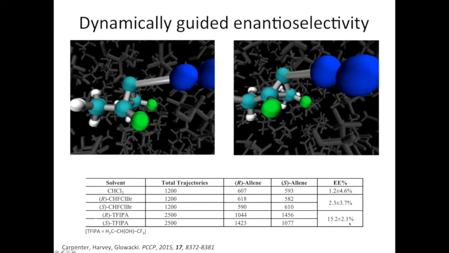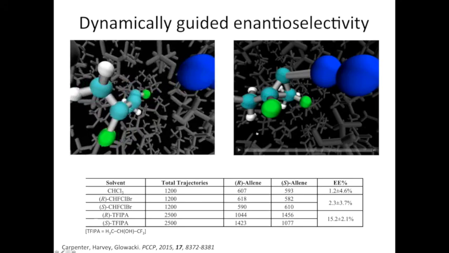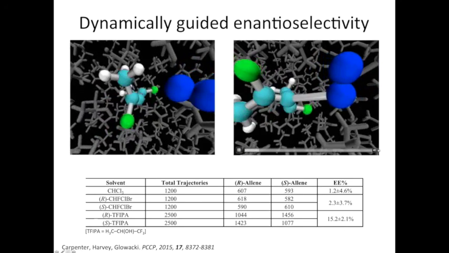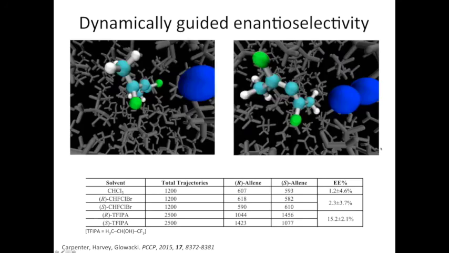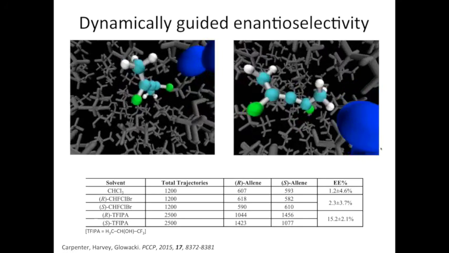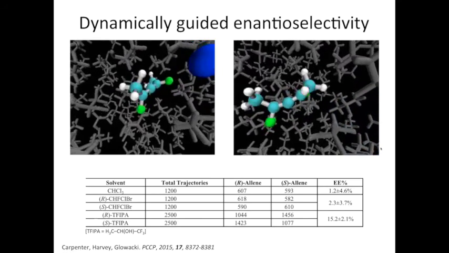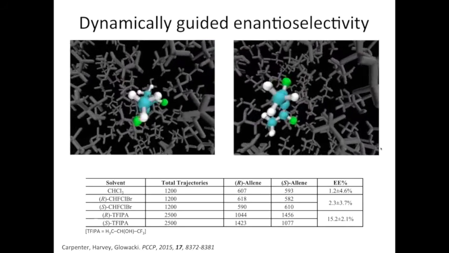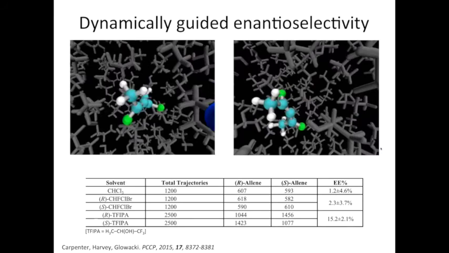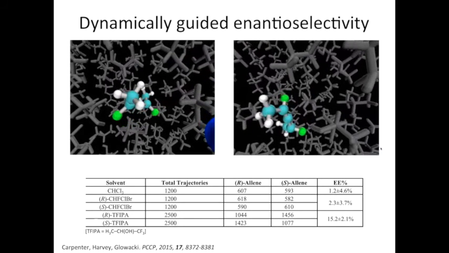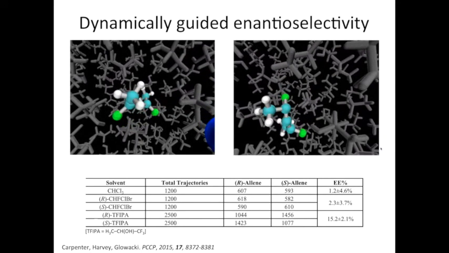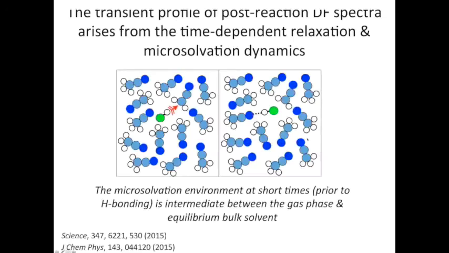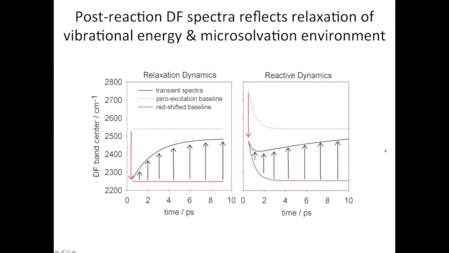So I just have two trajectories here that show the formation of the R and the formation of the S embedded in the TPIPA solvent. And so you see the nitrogen wanders away, and then it can open up in either of the two different configurations. And so the solvent is represented by a periodic box in full atomistic detail.